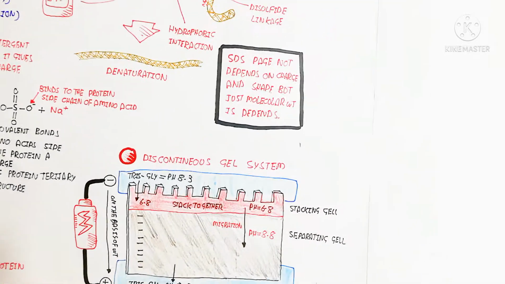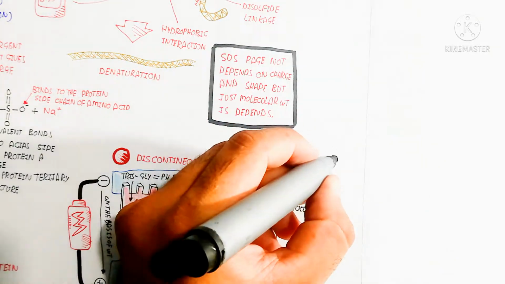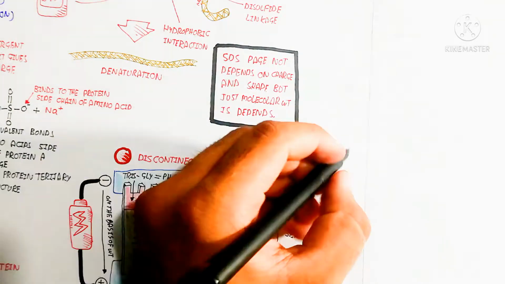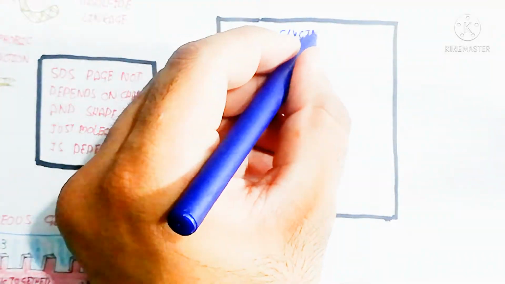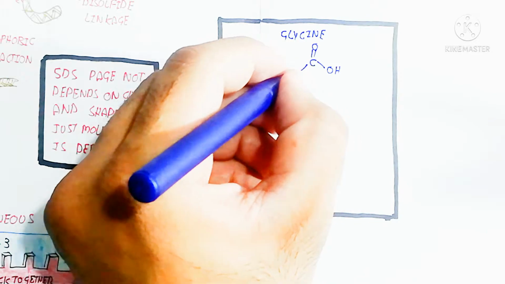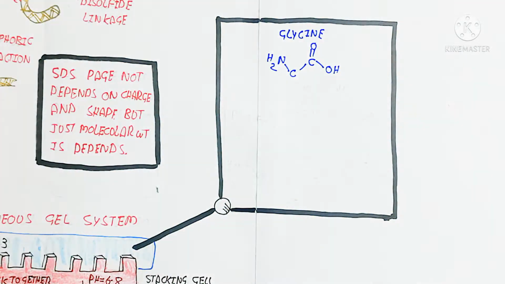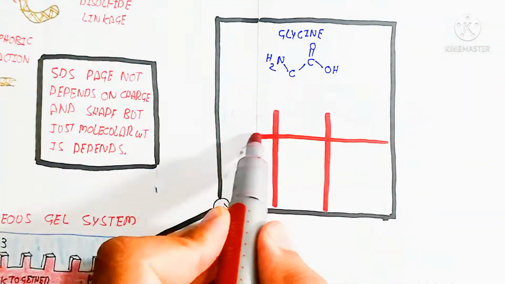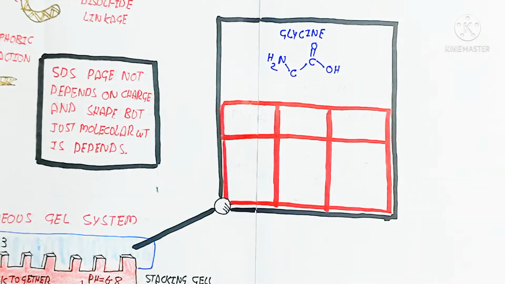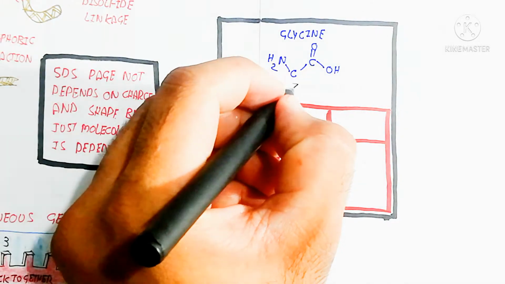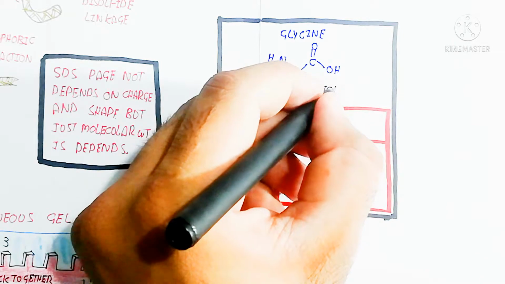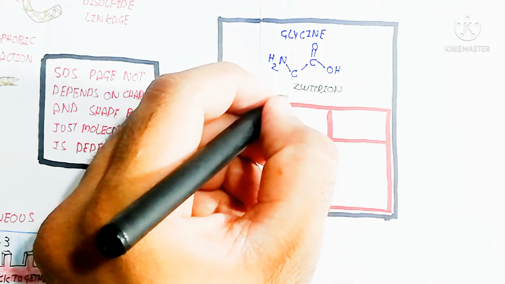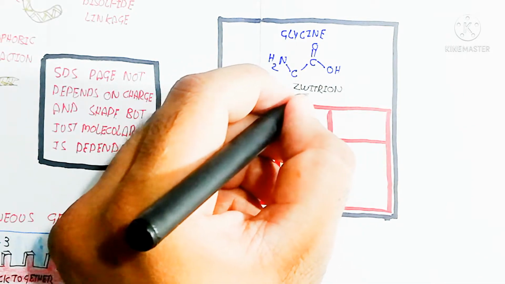Here is the separating gel, which has a pH of 8.8. It is maintained by the migratory buffer. How is that possible? Let's understand. Here is glycine. Glycine is an amino acid which behaves as a zwitterion, basically isoelectric. Isoelectric means it maintains a pH near 7, slightly negative at 5.95.